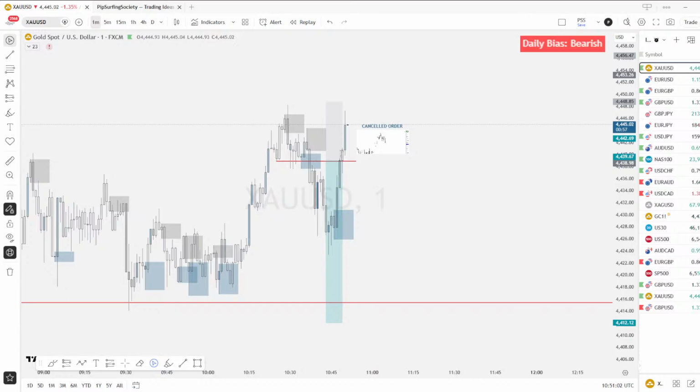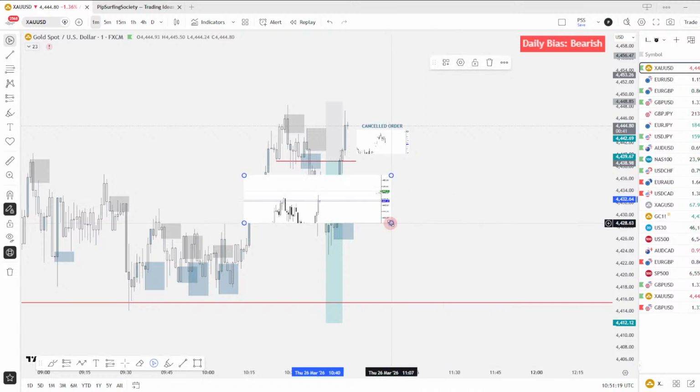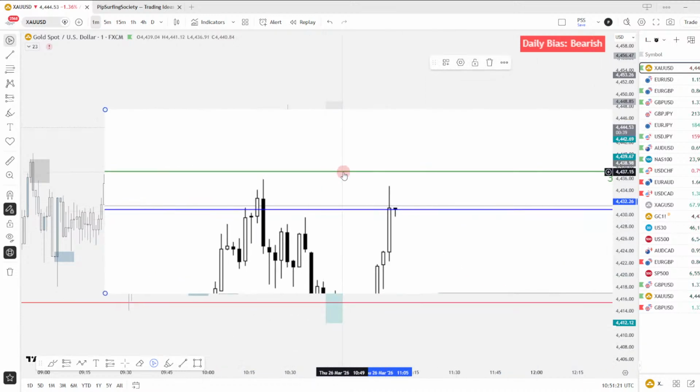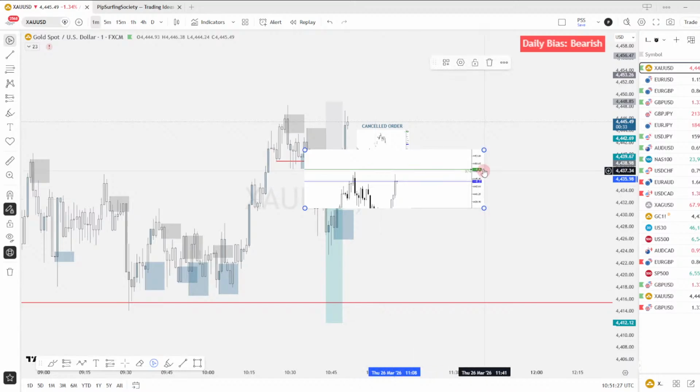And again, just for anyone that maybe is doubting that, for example, doubters are so strong in this industry. So I want to make sure that we've got it here. Look, this is the same chart. You can see there's no order in there. You can see where my stop loss was previously, but there's no order there. So again, we cancelled the order out.